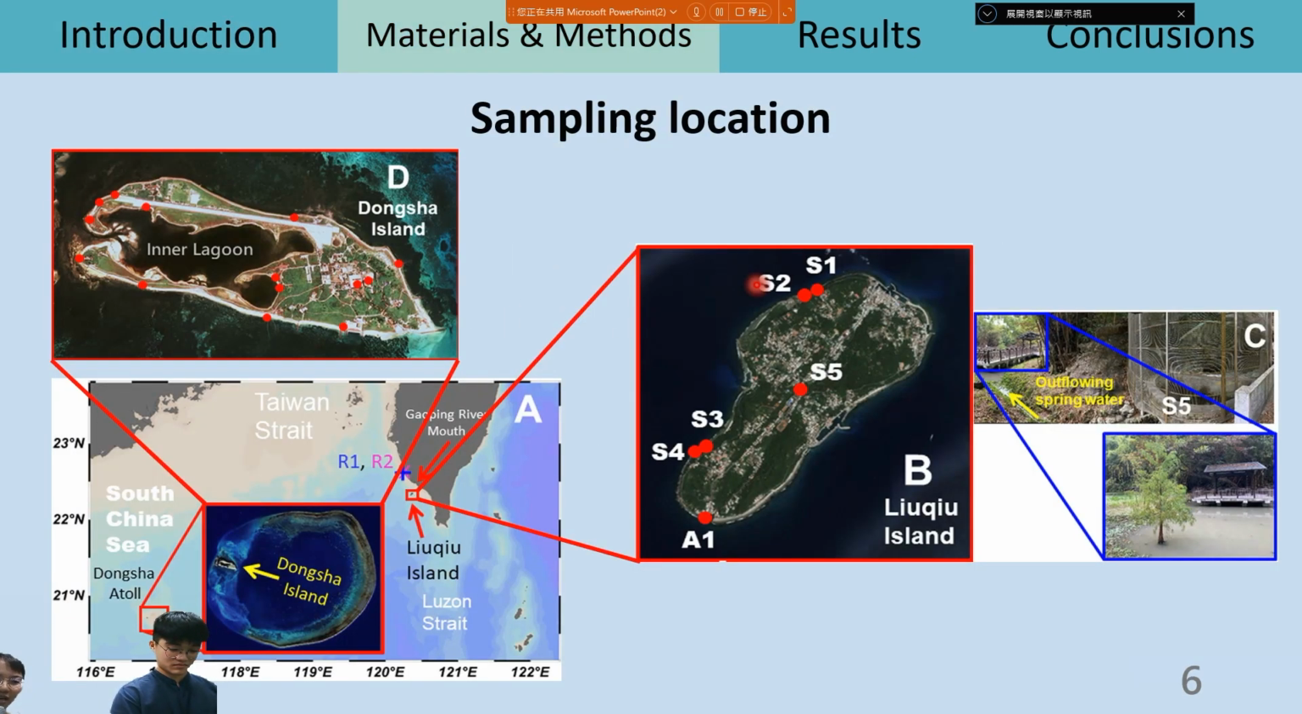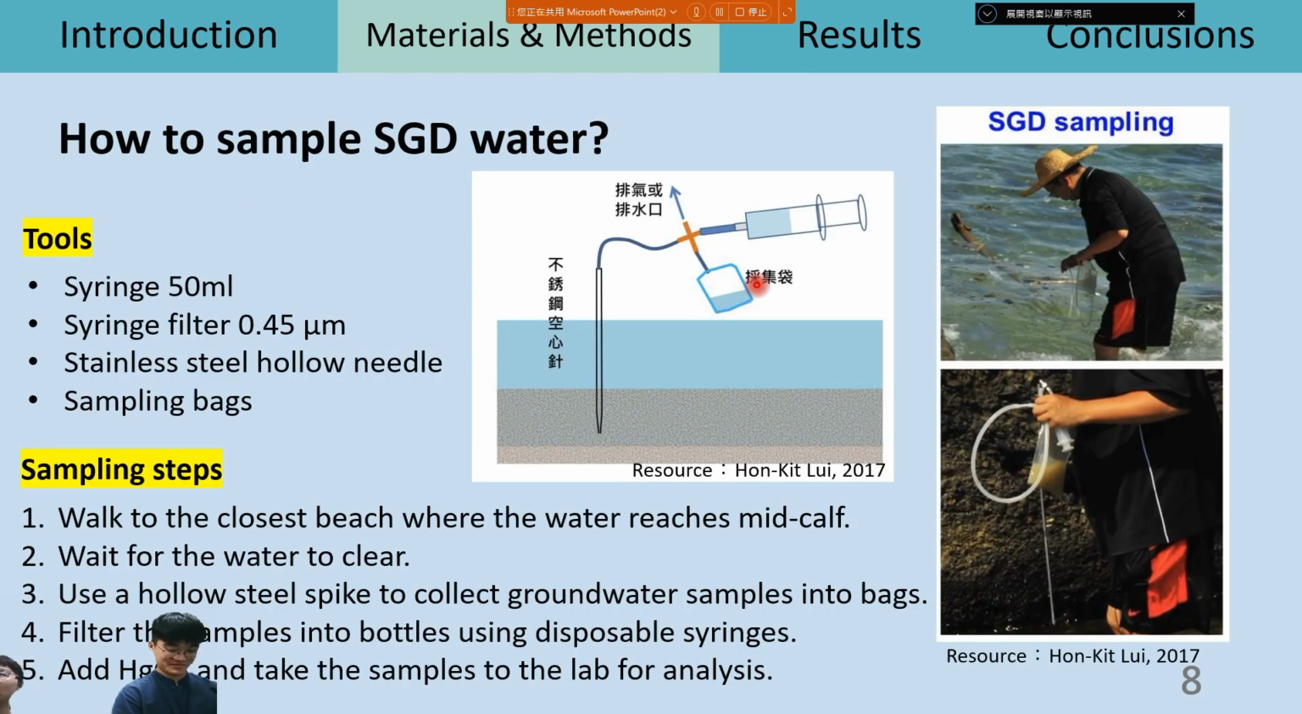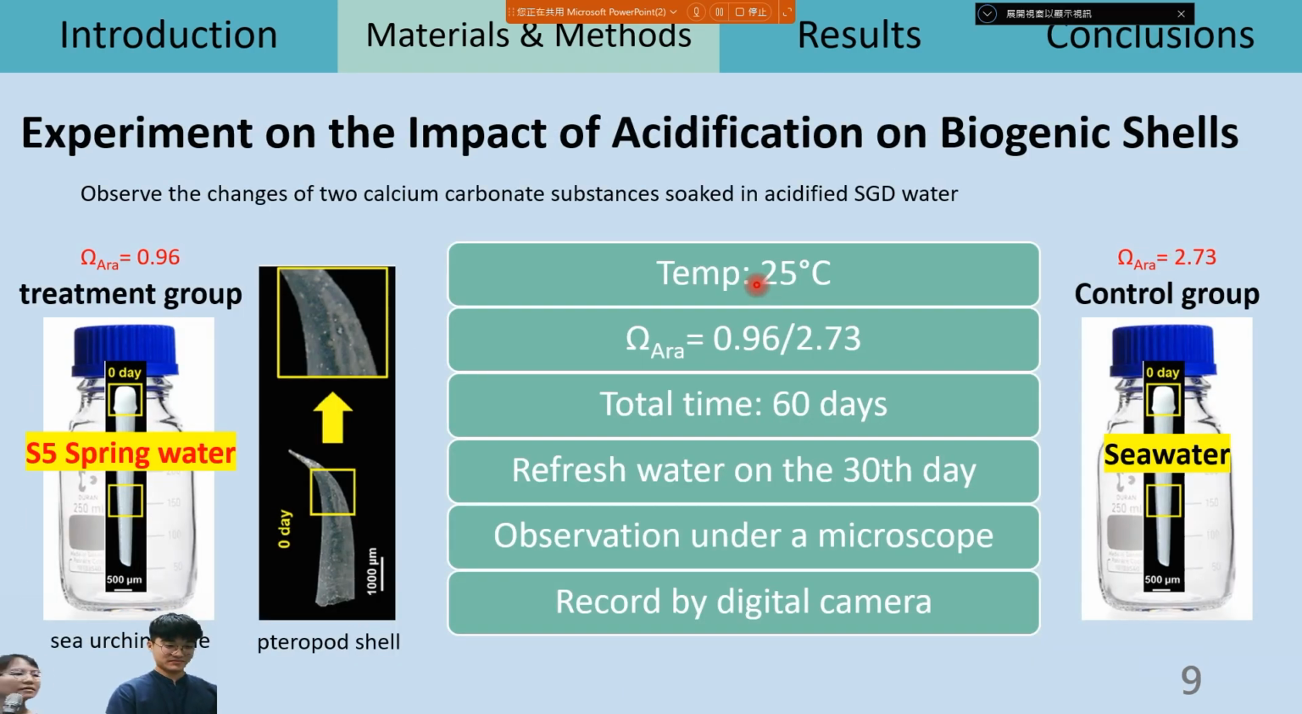Then, sampling location. You display this really, really fast. You have to keep in mind that not everyone is familiar with this area, so you have to take time explaining where they are, okay? Then, this is nice, but this is not that necessary. You can tell the audience how SGD was sampled, because this is sort of unusual, very different from seawater and river water.